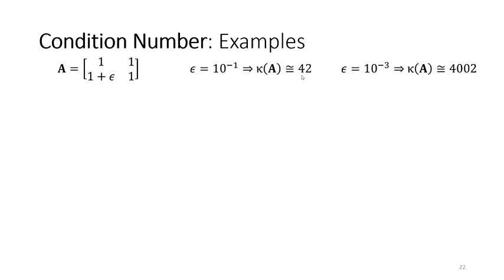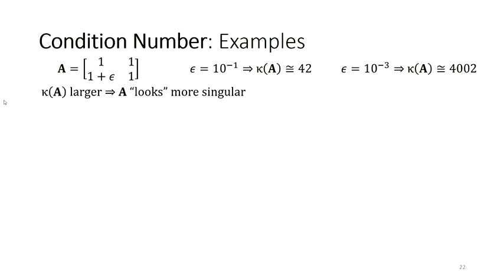There's no relationship between this 42 and this 42. It's just coincidence, by the way. Okay. So why did it increase so much? It becomes worse, right, when you reduce epsilon from 0.1 to 0.001. Why does the condition number deteriorate? Why does it become so bad?